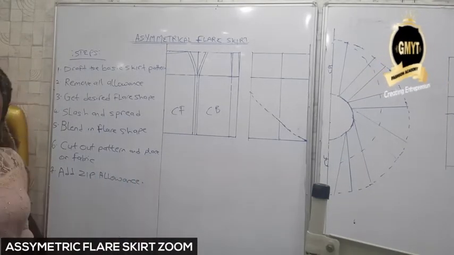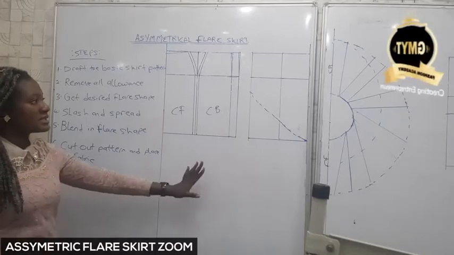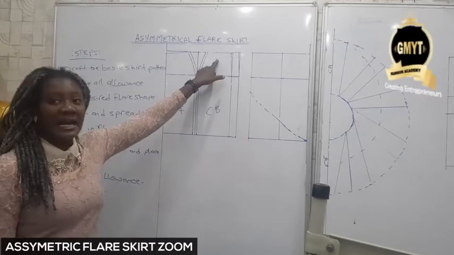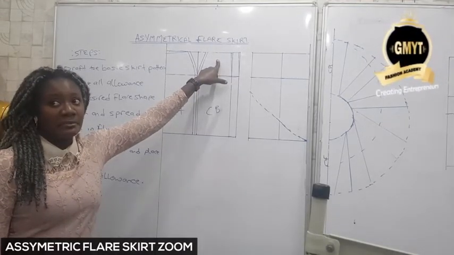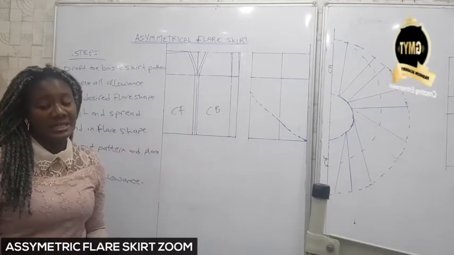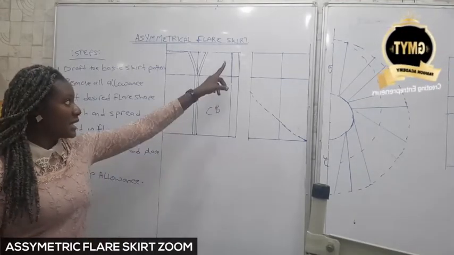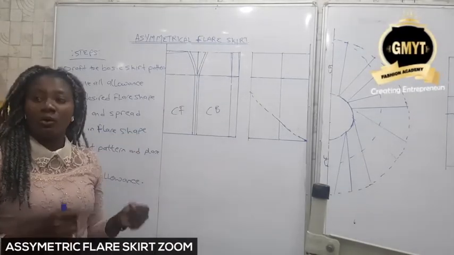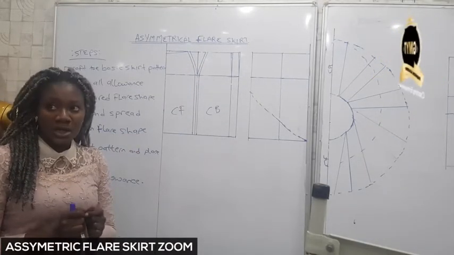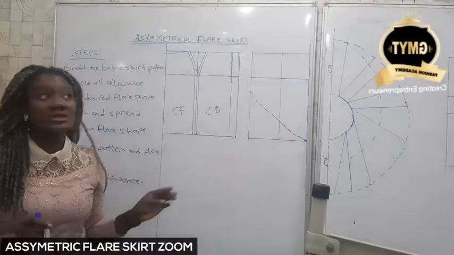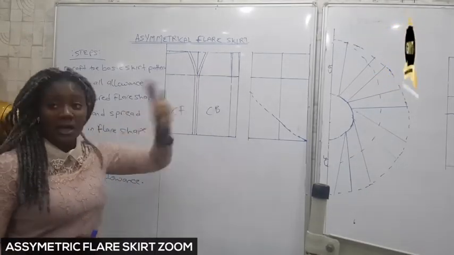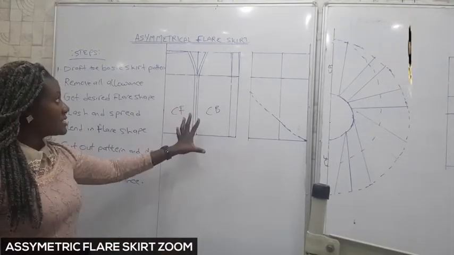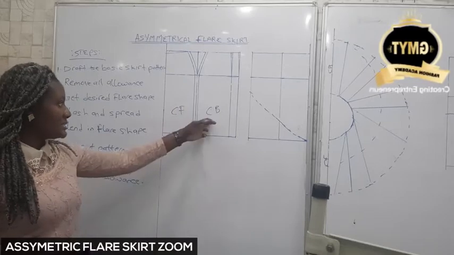So the first step says you should draft your basic skirt pattern. This is my basic skirt pattern. I've drafted it, but you'll notice that at the back I did not include my dart, because for my asymmetrical flare skirt, I do not need a dart. So instead of taking the back waist as a quarter of the waist plus 1 inch for the dart, all I do is take a quarter of the waist. The same thing I did for the front, I did for the back. No dart. So I have this as my flare skirt. I have my CB and I have my CF.